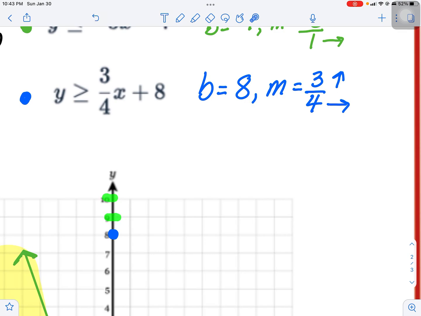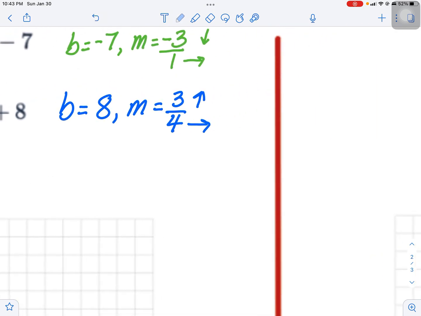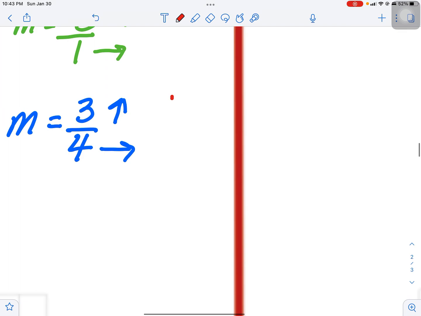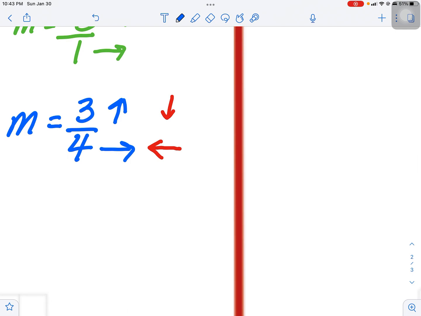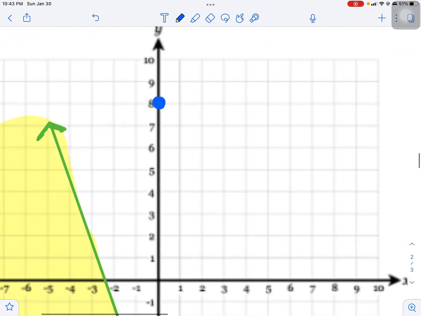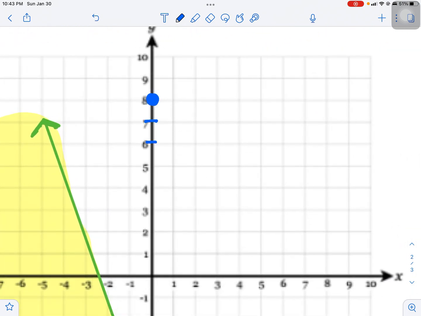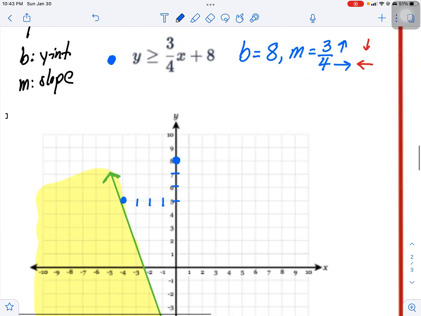So 1, 2, wait a minute, I ran out of space. So let's do the opposite, everyone. Instead of going up 3, I'm going to go down 3. And instead of going right 4, I'm going to go left 4, right? So I'm going to go down 3, left 4. So 1, 2, 3. 1, 2, 3, 4. And there is my second point, right?